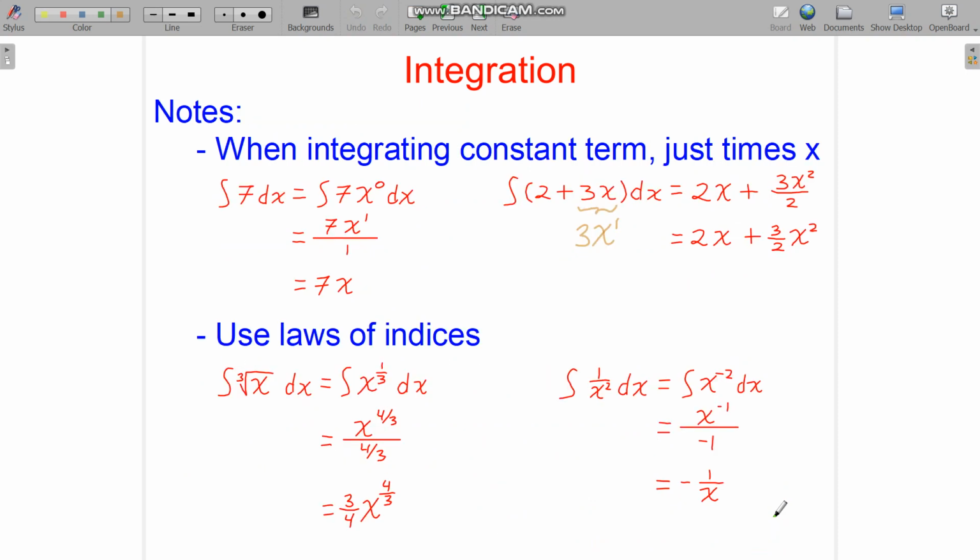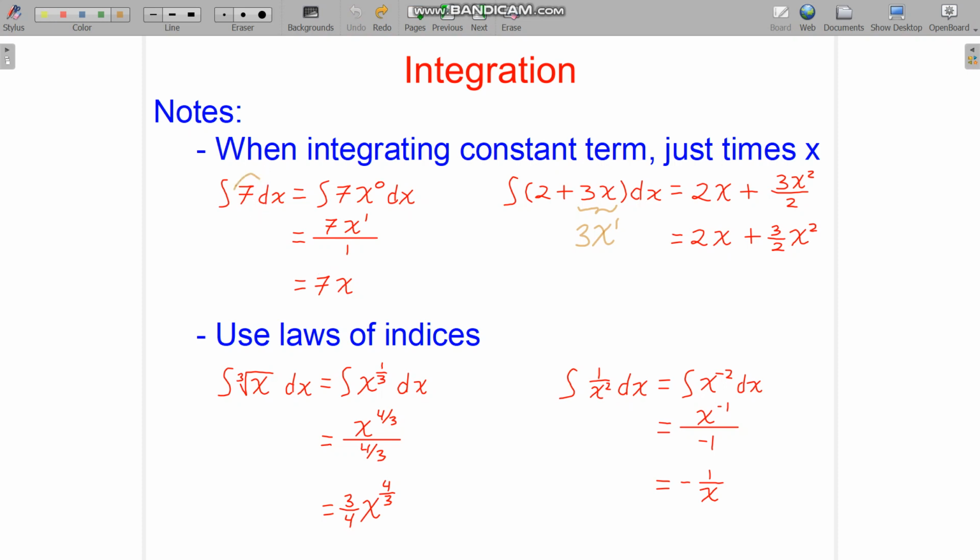When integrating a constant term, just times x. So the integral of 7 dx: 7 is the same as 7 times x to the power of 0, because x to the power of 0 is 1. Anything to the power of 0 is 1, so this is just 7 actually. We're not changing the question. The integral is a division line, rewrite the 7 and the x, the new power is 0 plus 1, which is 1, divide by the new power, so divide by 1, 7 divided by 1 is just 7, so 7x.